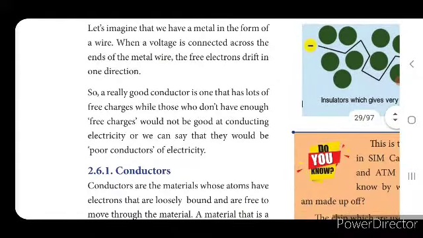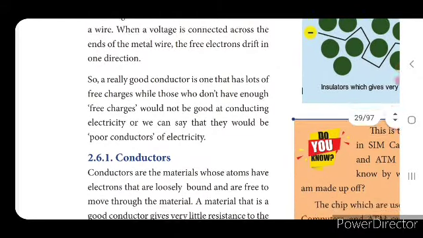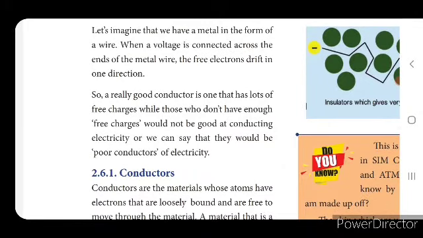Okay children. So let us imagine that we have a metal in the form of wire. When a voltage is connected across the ends of the metal wire, the free electrons drift in one direction. A really good conductor is one that has lots of free charges, while those who don't have enough free charges would not be good at conducting electricity. So we can say that they would be poor conductors of electricity. Metals are good conductors of electricity because metals have free charges. Okay children, poor conductors of electricity have less number of free charges.